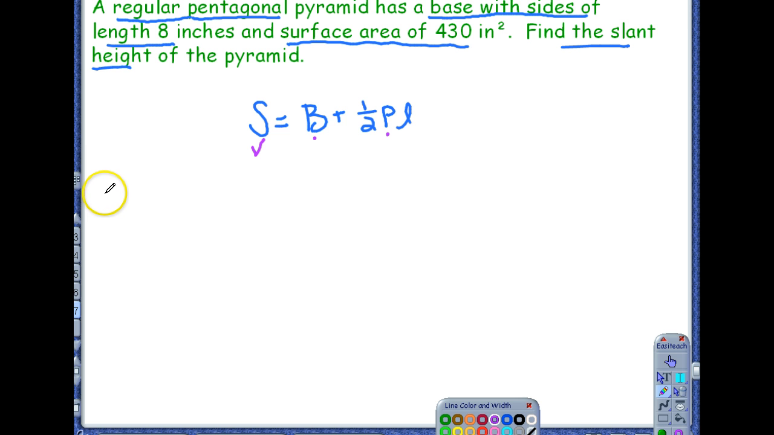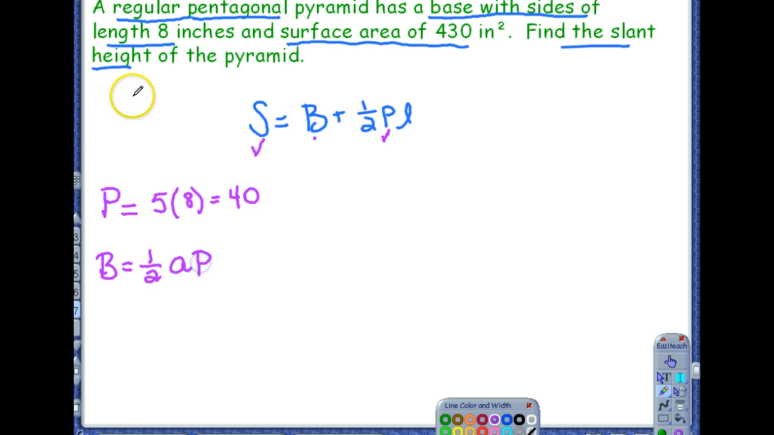Okay, so let's talk about those pieces. I'm going to start with the perimeter. It's a pentagon base, so that means you're taking 5 sides times the side length of 8. So that's going to be 40. Awesome. So we now have the perimeter. And what about the area of the base? I'm going to use the 1/2 the apothem times perimeter idea.